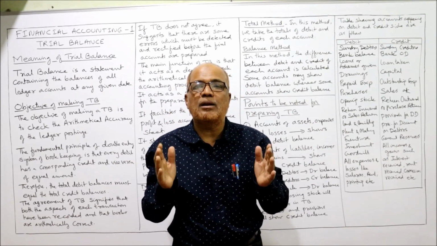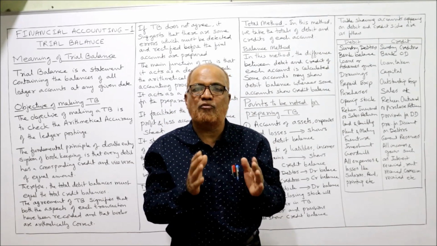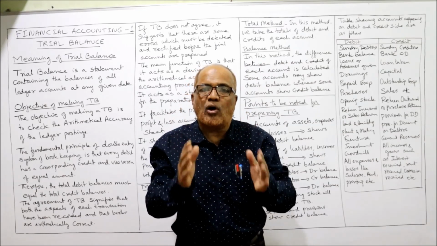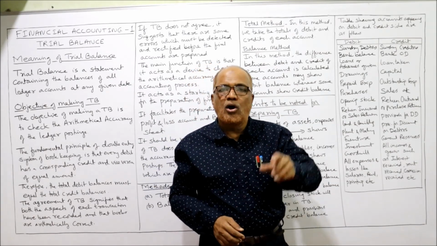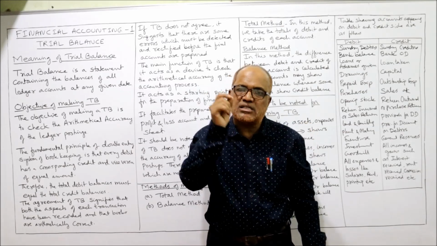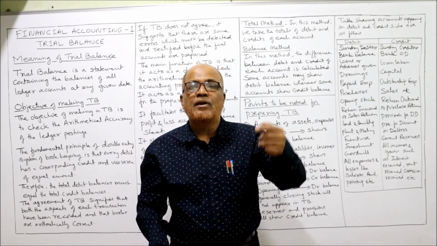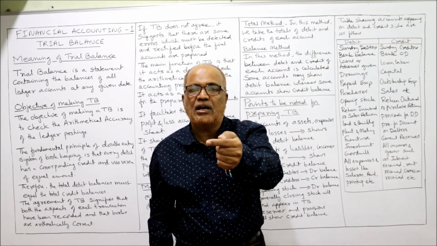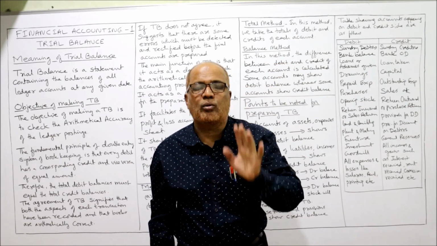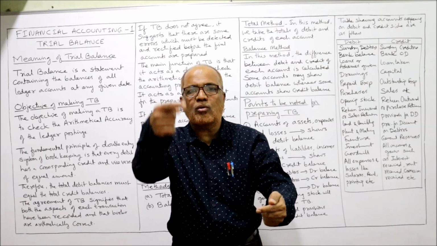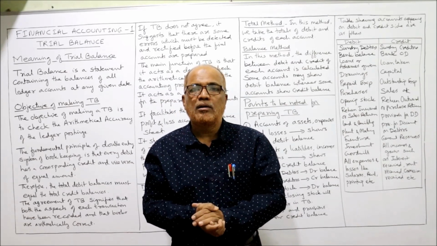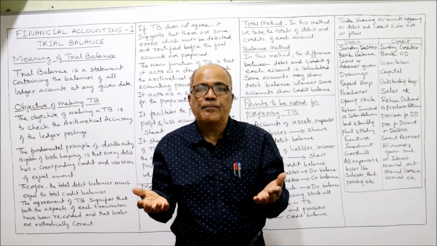That is the fundamental principle of the double entry system of bookkeeping. So when we follow the double entry system of bookkeeping, all the debits must be equal to all the credits, because every time we are debiting one account, we are crediting another account with the same amount. That's why all debits and all credits must be equal. So your trial balance will agree.